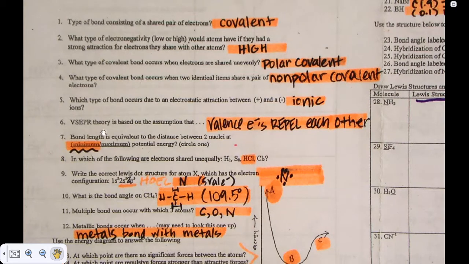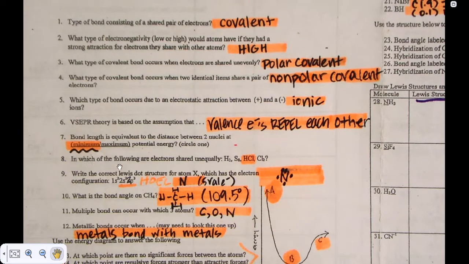Number 6, VSEPR theory is based on the assumption that the valence electrons repel each other, thus the acronym VSEPR: valence shell electron pair repulsion theory. Number 7, bond length is equal to the distance between two nuclei of an atom at minimum potential energy. Remember, we said that atoms want to have a low potential energy, which means they're at their ground state. That means they're at the minimum potential energy.